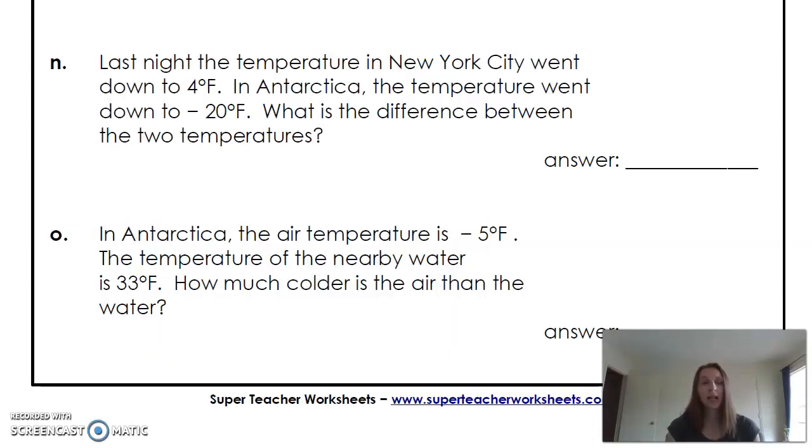Let's go back to our paper and do N. N reads, last night the temperature in New York City went down to 4 degrees Fahrenheit. In Antarctica, the temperature went down to negative 20 degrees Fahrenheit. What is the difference between the two temperatures? So I am taking the two numbers that they've given us, the two integers, and I am subtracting, because it says the difference between. Okay, so let's go back to the calculator to complete this.